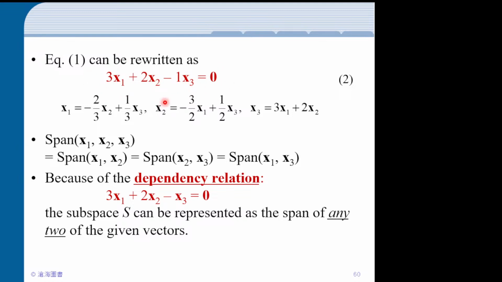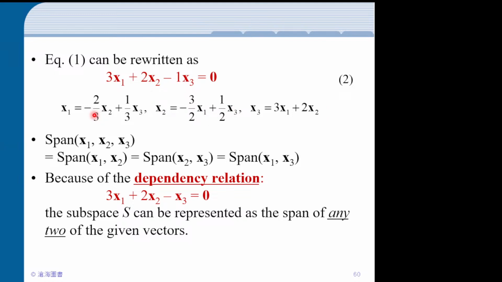Okay. And then we can move things around, so we can actually use this equation to express any one of x1, x2, x3 as a linear combination of the others, right? So like x1 equals, you move x2, x3 to the other side and divide by 3, then you get x1 equal to a linear combination of x2, x3. Then you can do similar things: move x1, x3 to the other side and divide by 2, then you get x2 equal to a linear combination of x1, x3, etc.